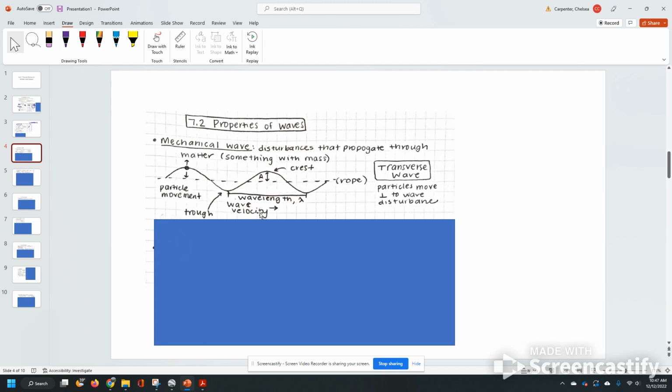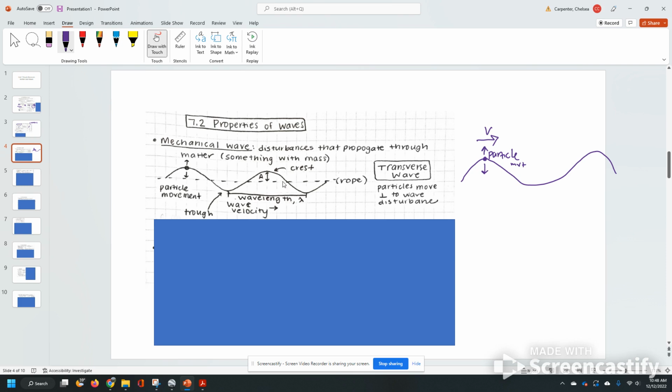We'll start with a transverse wave. So in a transverse wave, particles move perpendicular to the disturbance. This is kind of like an ocean wave. The wave is moving to the right, but individual water particles are moving up and down. So our wave velocity and our particle movement are perpendicular.